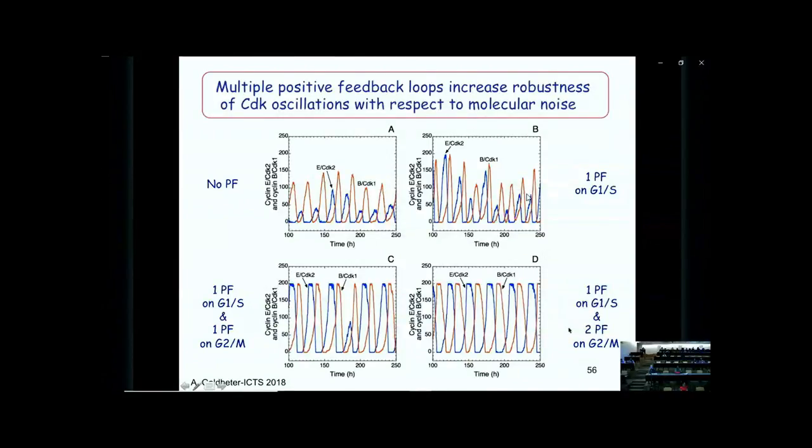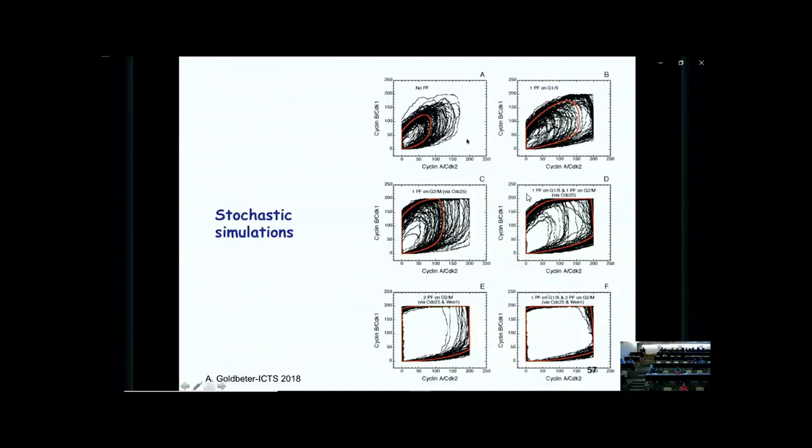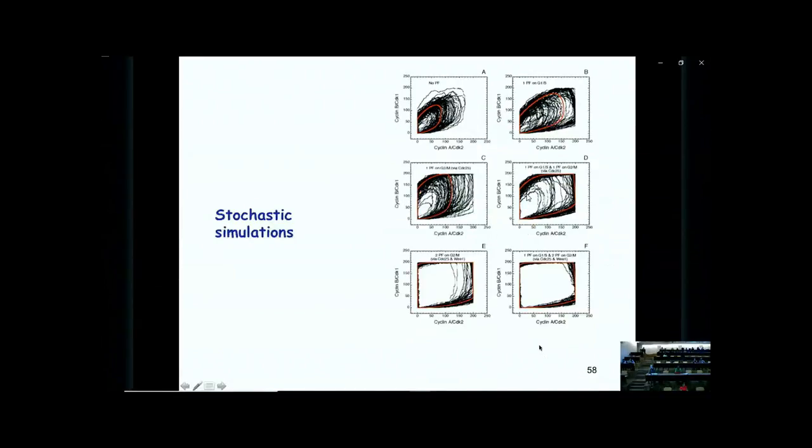Why? This, by the way, is shown in the phase plane as a projection. We see the limit cycle trajectory, the deterministic limit cycle in red, and the noisy limit cycle in black. So there's no positive feedback there, and you see in the bottom right, in F, there are three positive feedback. And you see that the noisy limit cycle approaches the deterministic limit cycle. Why is it so? Because positive feedback is associated with bistability.